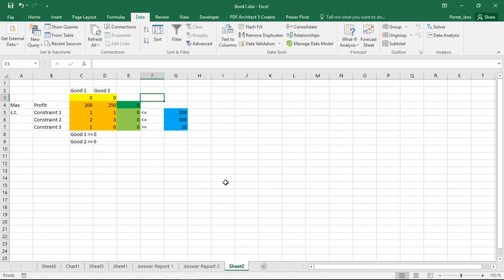Welcome to another unit in this Excel course. In this unit, I'm going to tell you how you can solve nonlinear optimization problems in Excel with the help of the Excel solver. Well, first off, I still have here the structure of a linear optimization problem.